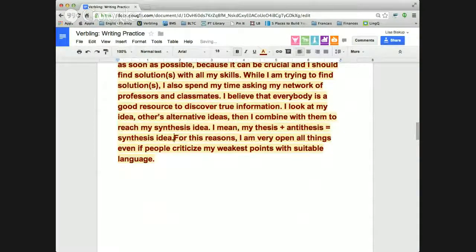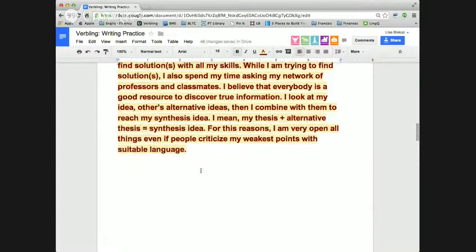And antithesis usually means the opposite. Is that what you want? You find your thoughts, and then an antithesis is more like, I'm not sure if it's the right word. Are you thinking of a scientific word? Or it can be an alternative thesis in that situation. Yeah. Because if I say antithesis, for example, there is one thing, I say it is white, and you say it is black. Right. That's right. So I mean, my thesis plus alternative thesis equals the synthesis idea.